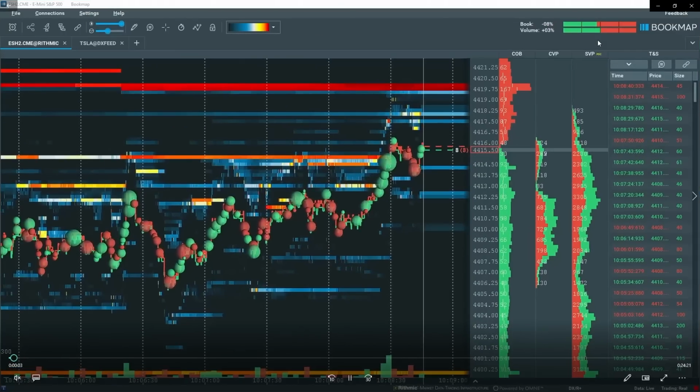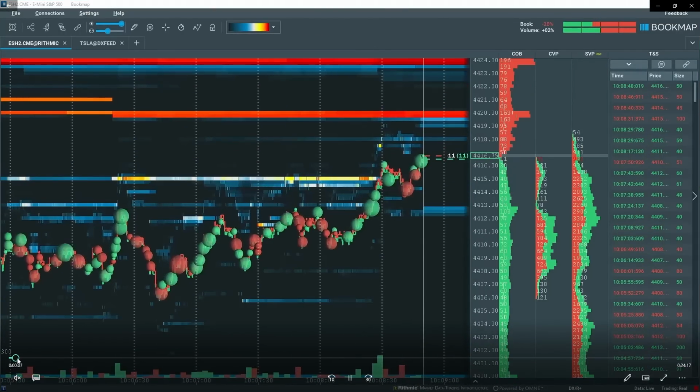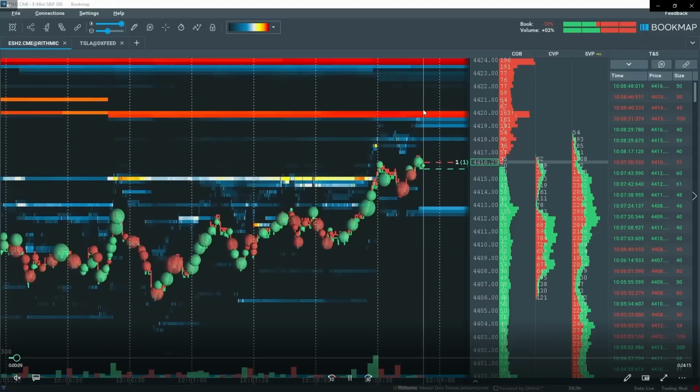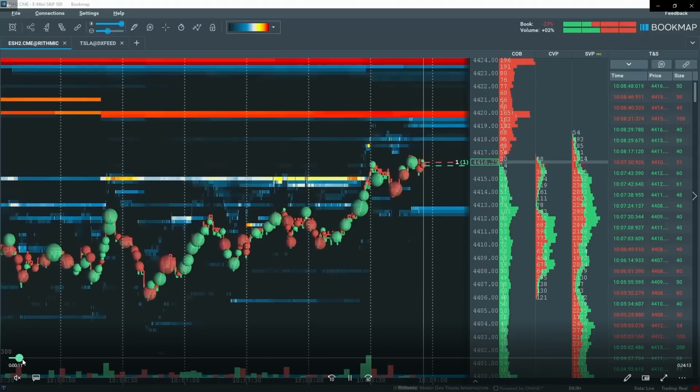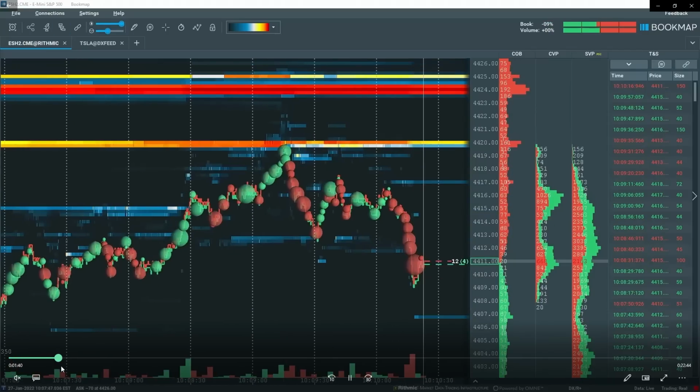So now here's a live recording of what we could see on Bookmap. And what I want to show you all here is as the market comes up into that 4,420 area, we're going to see a very large passive seller get filled.